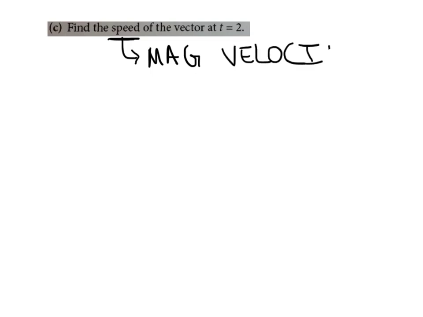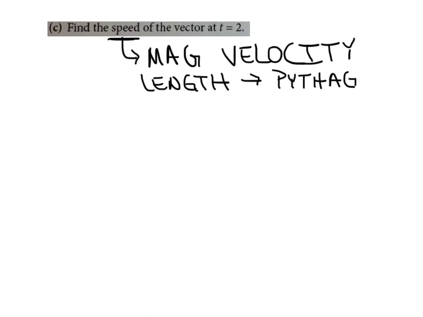Alright, they threw one of our new buzzwords at us. They're talking about speed here, and they wanted the speed specifically at the moment when t equals 2, and speed is the magnitude of the velocity vector. In other words, what's the length of the velocity vector? And anytime you think of length, you should be thinking of the Pythagorean theorem. I think that's going to help you remember this obscure formula.